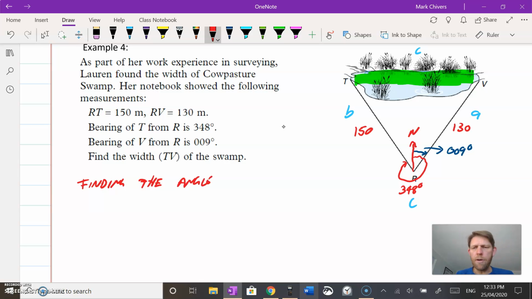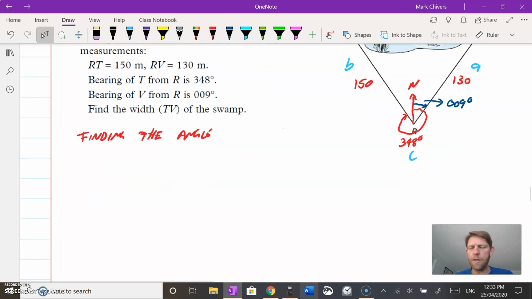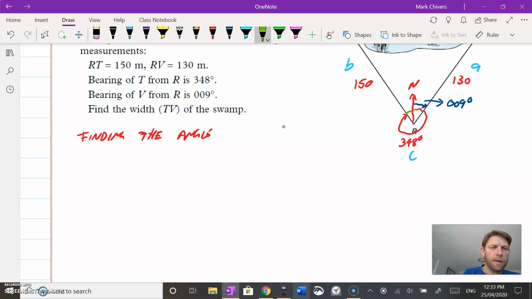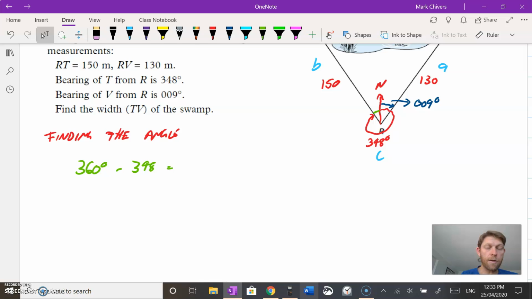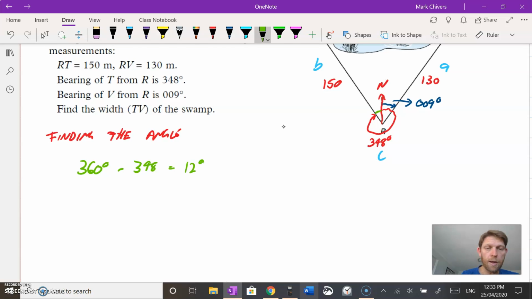And really, the easiest way I think to think about this is if it's 348 degrees around to here, then this distance here, that green distance, must be 360 degrees minus 348 degrees. So if we work that out, that's going to be 12 degrees. So what we really need to find is the angle in that triangle.